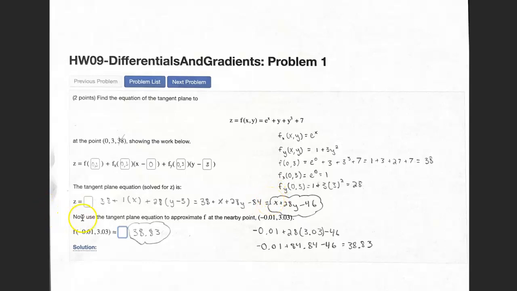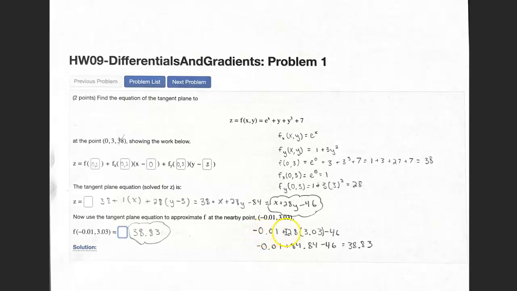Anyway, so then the next part of the problem, now use the tangent plane equation to approximate f at the nearby point negative 0.01, 3.03. So I looked back up at my tangent plane equation right here, and I knew that I had to plug this x coordinate, negative 0.01, in for x, and then the 3.03 in for y. So I just wrote that out down here.